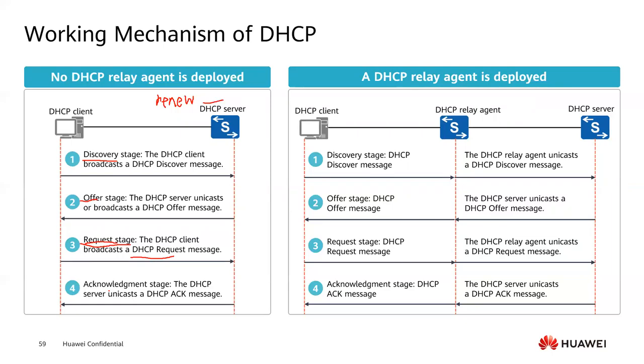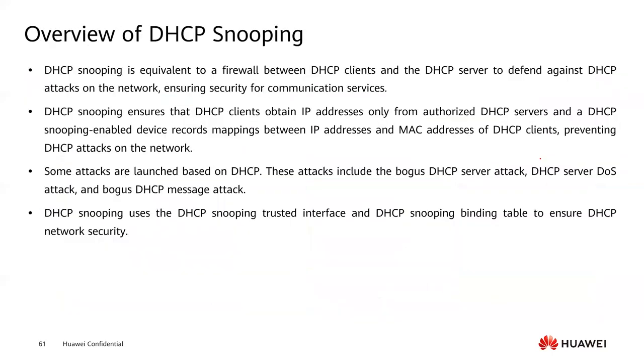If we have a DHCP relay agent, the packet will be different, but it is still these packets: discover, offer, request, and ACK. What is different is the packet will convert from the broadcast traffic to the unicast traffic. So that is different. Okay, I think it should be very similar about this part. So I don't need to do more introduction about this part. So let's look at what is the DHCP snooping.